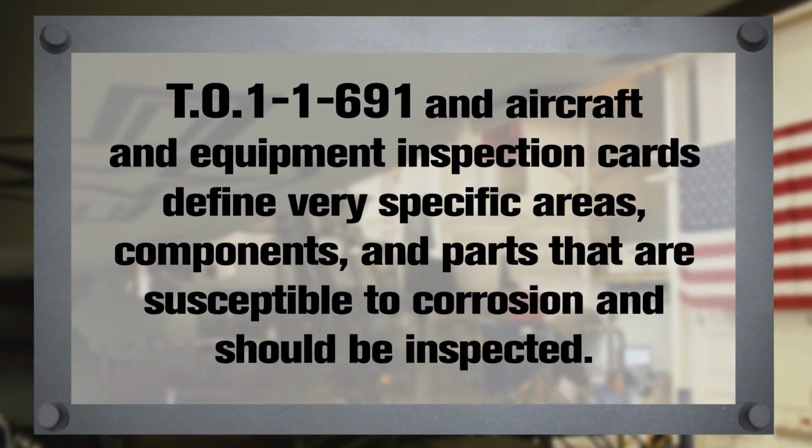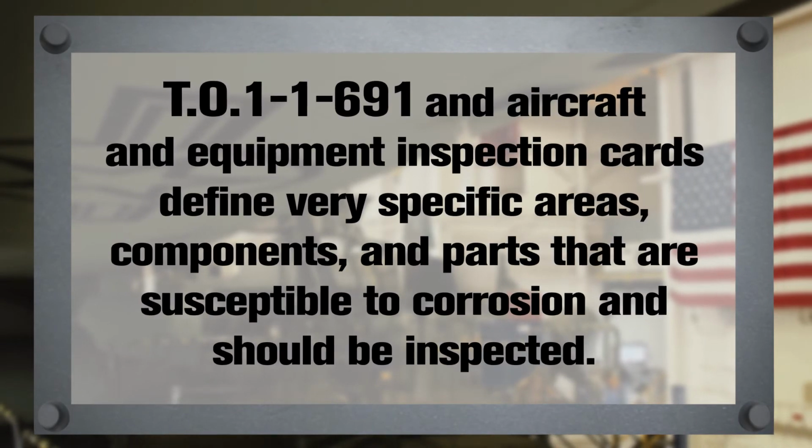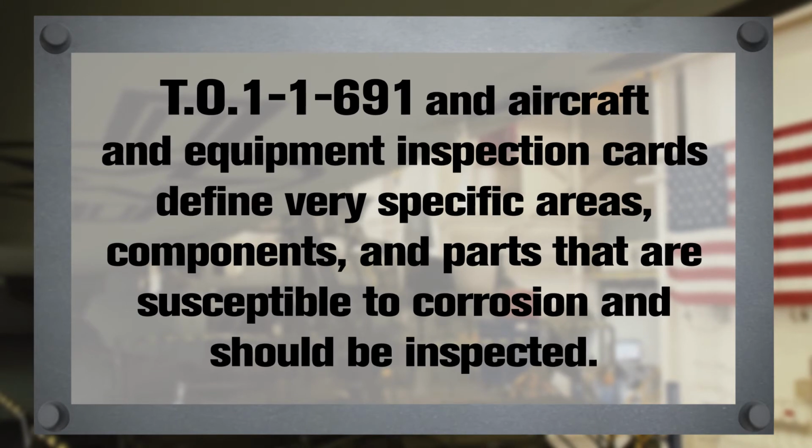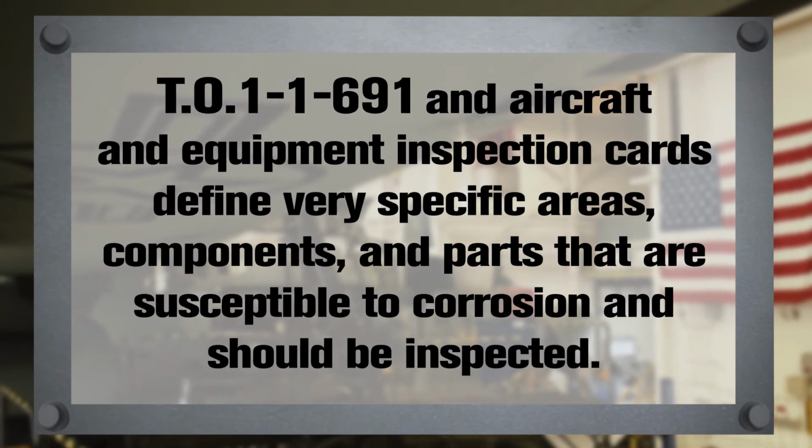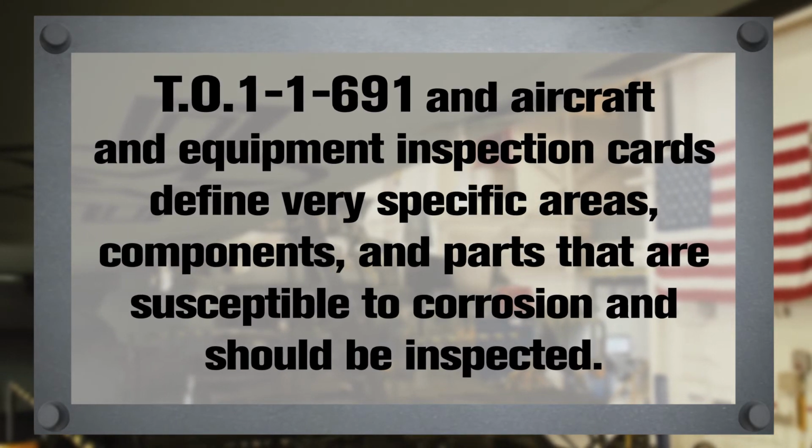Each series of aircraft and type of equipment has specific areas that are susceptible to corrosion, but those areas may vary between aircraft series and equipment types. TO 1-1-691 and Aircraft and Equipment Inspection Cards define very specific areas, components, and parts that are susceptible to corrosion and should be inspected.